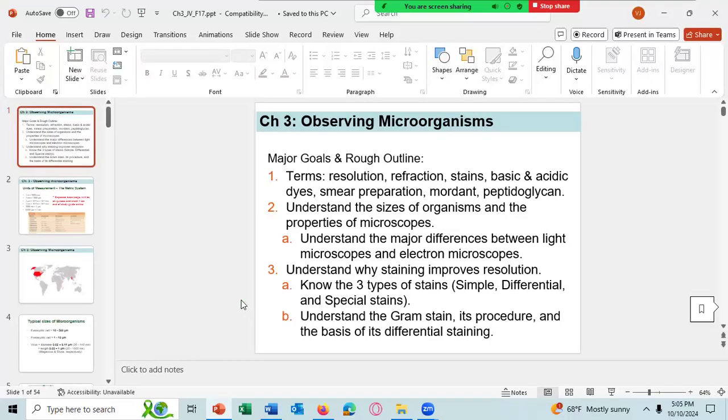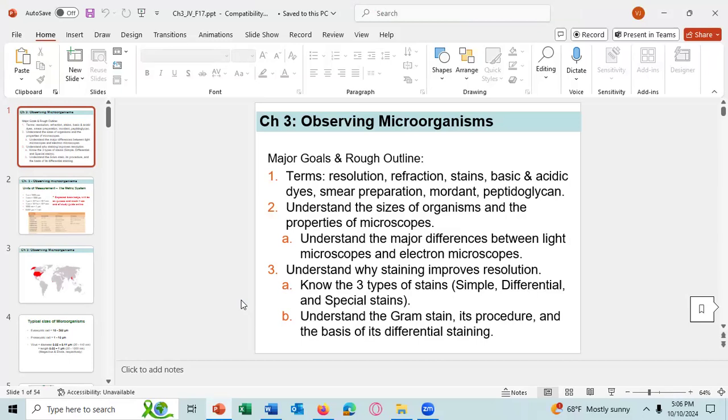All right, as is normal, I show you an introductory slide for chapter 3, observing microorganisms. The major goals and a rough outline are shown here. Know the terms of this chapter. What is resolution, refraction? What are stains? What are basic and acidic dyes? What is a smear preparation? What is a mordant? And what is peptidoglycan? Any questions about any of these terms?